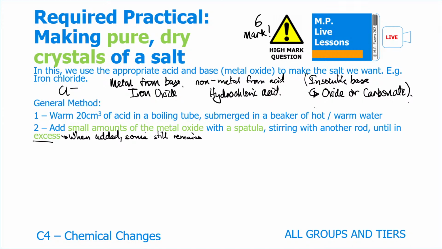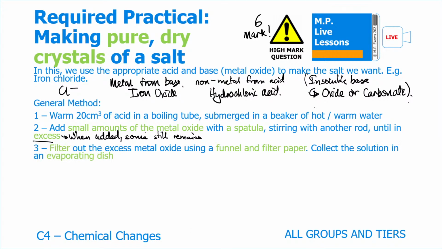Now, we don't actually want this metal oxide anymore, and we need to filter it out because it's insoluble, so we'll use filtration. We need to filter out this excess metal oxide using a funnel and filter paper, and we collect the solution into an evaporating dish. So draw a simple diagram: this is our funnel, and we've got filter paper, and we pour it in, and then just below we'll have an evaporating dish. We'll collect all the liquid that will have the salt dissolved inside it.